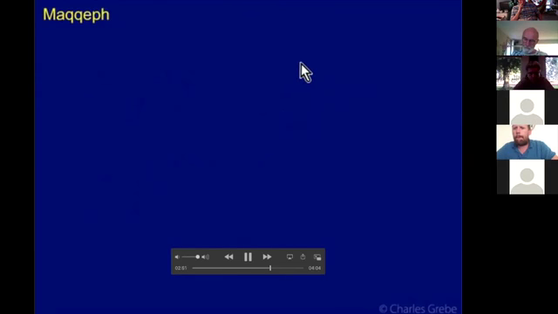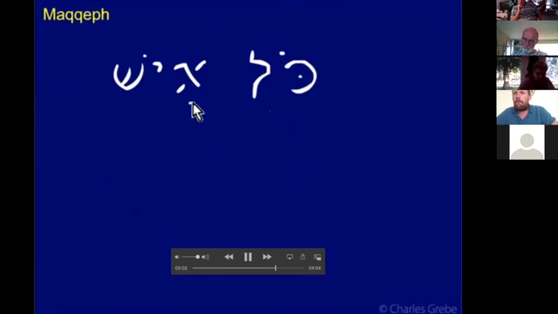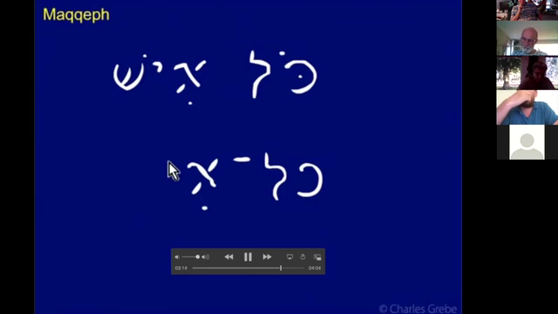Another common example is kol. Kol means all or every. So let's write kol ish. Kol ish means every man, but sometimes you will see, and I'll just leave the vowel off for a moment, you'll see it connected like this. Kol ish. And okay, we have our dagesh there, but the long O gets reduced.